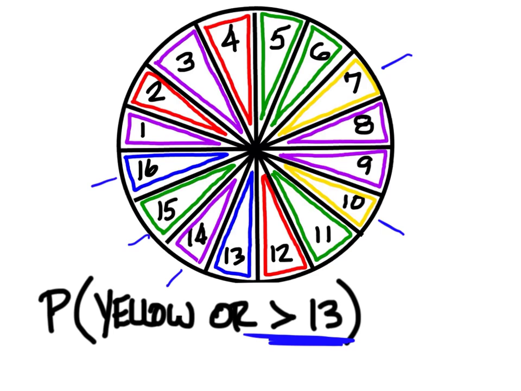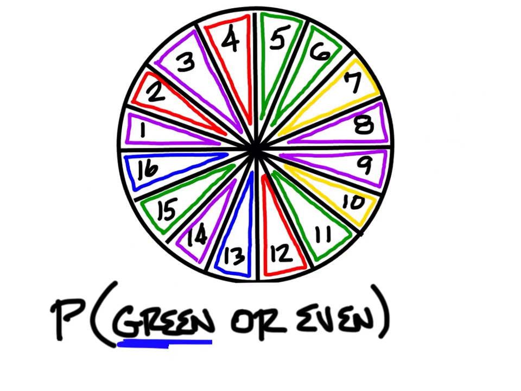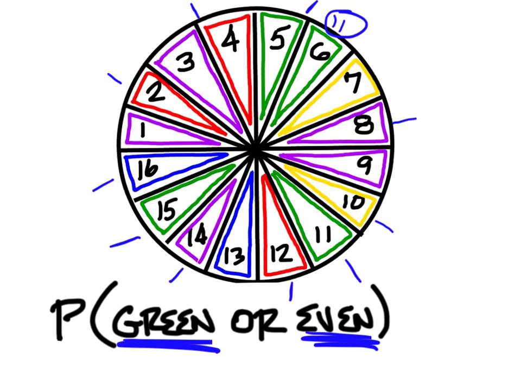Does not reduce. On this one we need green, so there's 1, 2, 3, 4, and then you need all of the even ones. So we'll go 2, 4, 6, 8, 10, 12, 14, and 16. Don't forget this one counts as 1. And you have 2, 3, 4, 5, 6, 7, 8, 9, 10, 11.